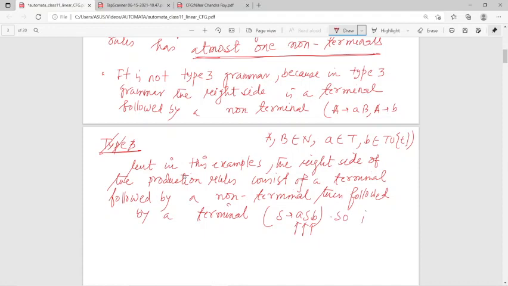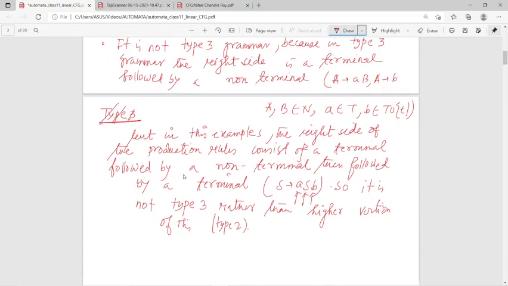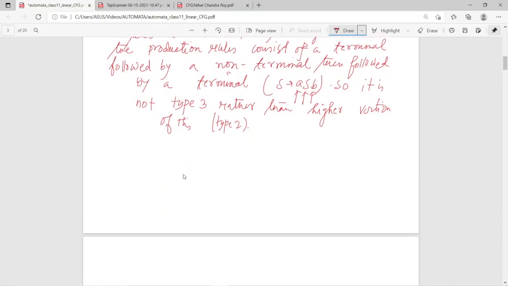So what can we say? It is not type 3, but a higher version of this. So we can say that it is under type 2. In some books it can be described in a different way, but I think that should be the correct thing.